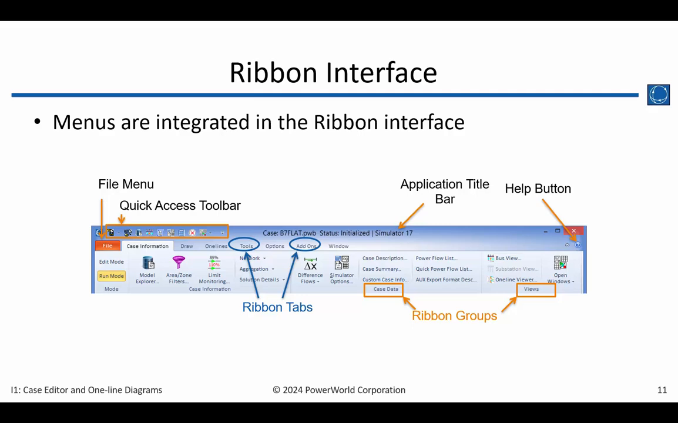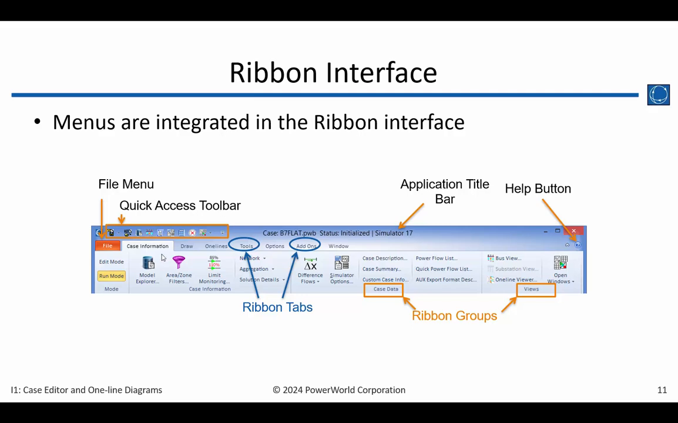PowerWorld Simulator uses the ribbon interface, which is common to a lot of Microsoft applications. Microsoft Office, for example, Excel and Word have a ribbon interface, and it should feel pretty familiar to anyone who uses these applications.